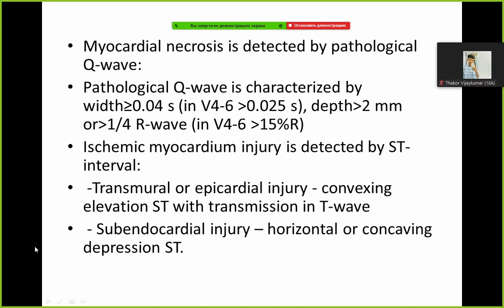Myocardial necrosis is detected by pathological Q wave. So once again, pathological Q wave is characterized by prolonged width more than 0.03 and depth more than 25% of R wave.